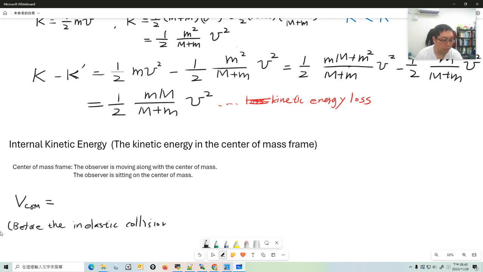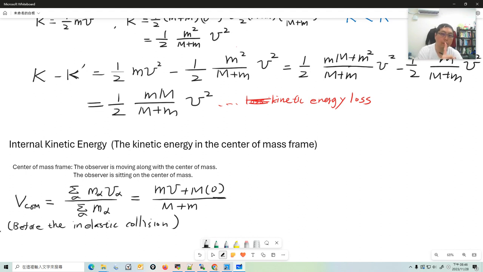What is the velocity of center of mass? Remember the velocity. To calculate the velocity of center of mass, we need the summation of α m_α and the summation of α m_α v_α. Right now, before the collision, the total mass is capital M plus small m, and the summation of m_α v_α is mv plus M times zero, because initially the pendulum is at rest and only the bullet carries velocity v. So the velocity of center of mass is mv over (M plus m).